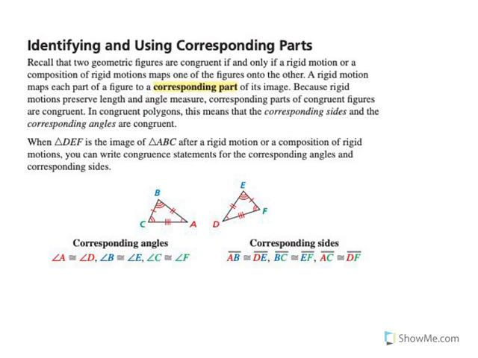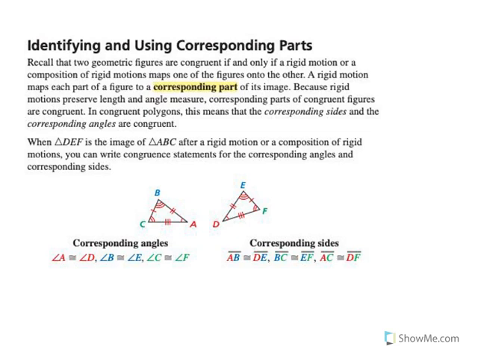Corresponding parts are parts in two different triangles or polygons, but we're mostly talking about triangles, that are in the same place. So if you looked at two congruent triangles and you put one on top of the other, for example, say we took ABC here and we flipped it over on top of DEF, then A and D would be in the same spot, so A is corresponding to D. The way you know this is because they're congruent.